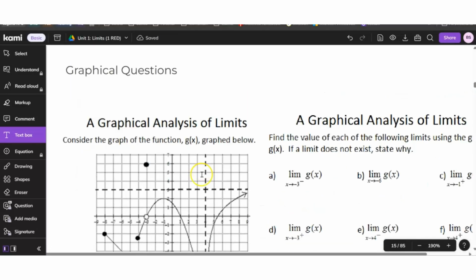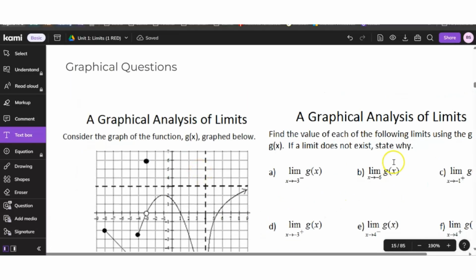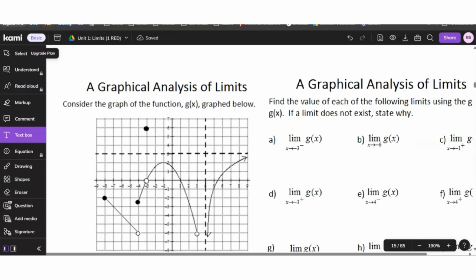All right. Okay, let's do some graphical questions. We know if the limit exists, where is the limit? But how do we know where the point is going to be? You'd have to have the equation. Yeah, you would need the equation.